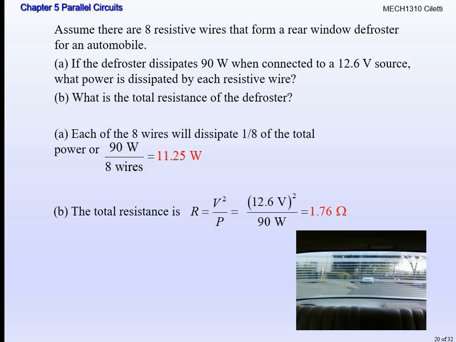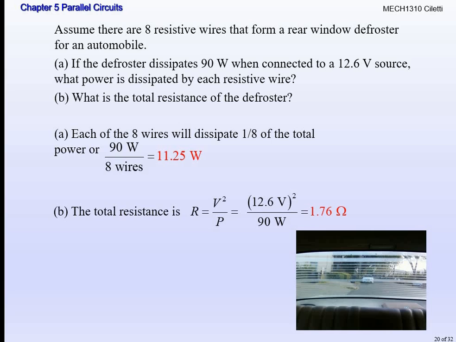Now we apply the Watt's law. We can just switch the P and the R. I mean, they're interchangeable for solving it algebraically. Remember, Watt's law is P equals V squared over R, but we need to solve for R because we're given V and P now. So we're going to get 12.6 squared divided by 90. So the total resistance in one wire is 1.76 ohms. 1.76 ohms. Okay, very small resistance.